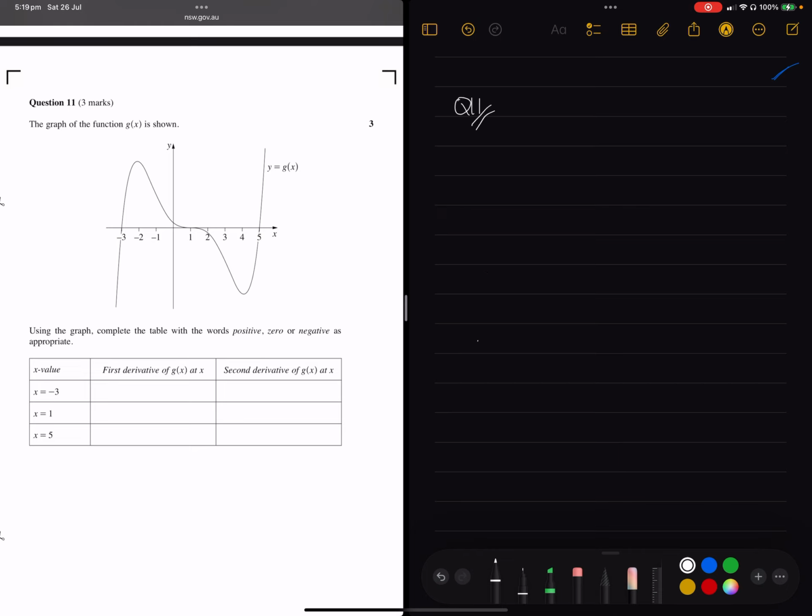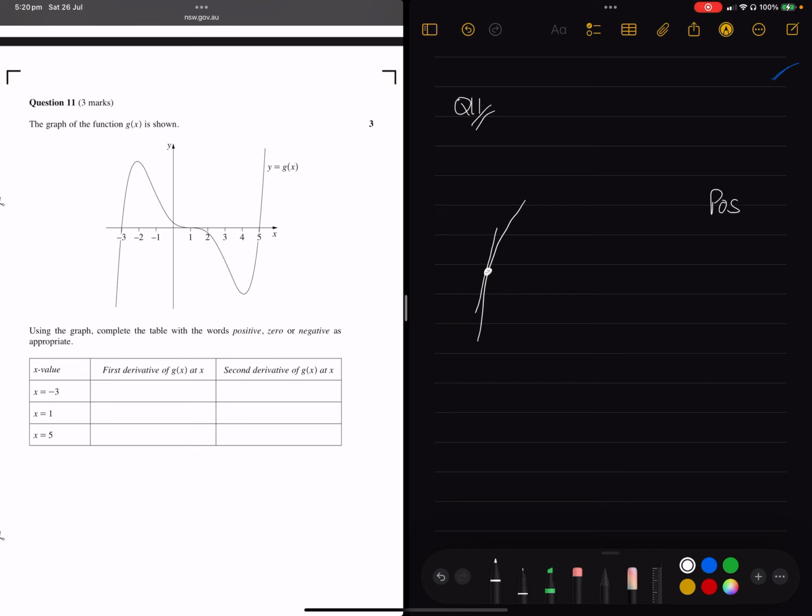If x is minus 3, this is the bit of the function that sort of does that. So it's here. So the first derivative, well, that's the slope of the tangent. That's like this. So that's positive. So that first box, positive.